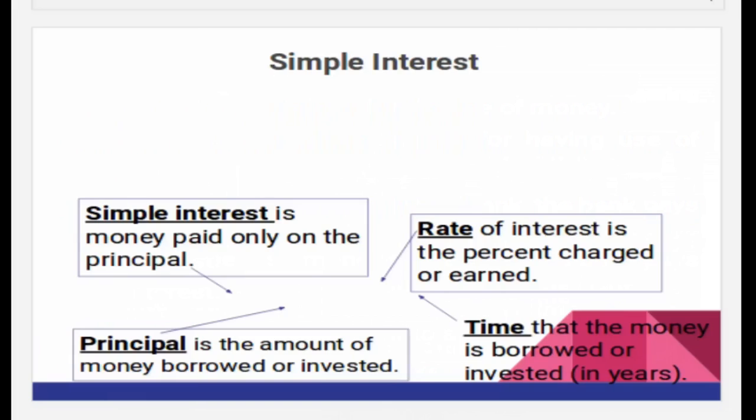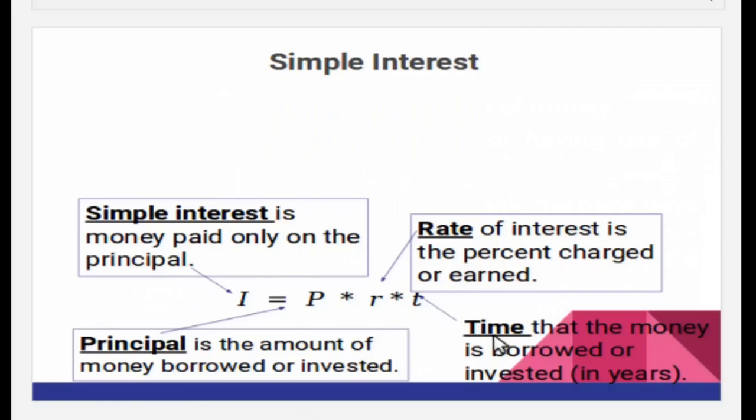There are two types of interest: one is simple interest and another is compound interest. First, we will learn about simple interest. In simple interest, the money paid only on the principal is represented by I, while the principal amount is the amount of money borrowed or invested. We will take the product of principal amount, then rate, and then time. Here the rate is the interest rate. Generally it is declared as a percentage.